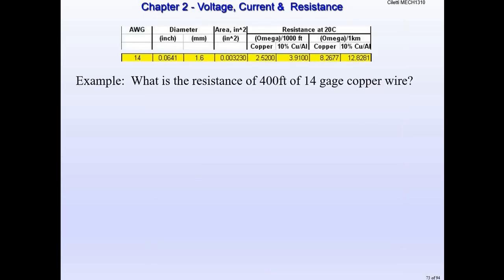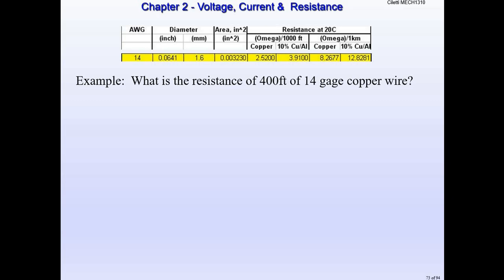So I've taken that big chart and cut a chunk down. So we're going to look specifically at 14 gauge wire. So 14 gauge wire, okay, if I look kind of in the middle there, it has 2.52 ohms of resistance per 1,000 feet. So hopefully pause the video and find that number if you can't do it right now.